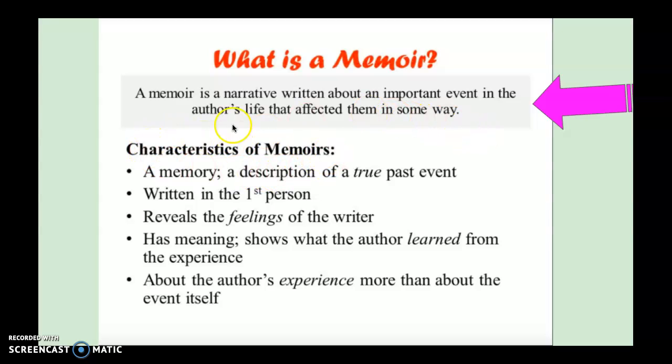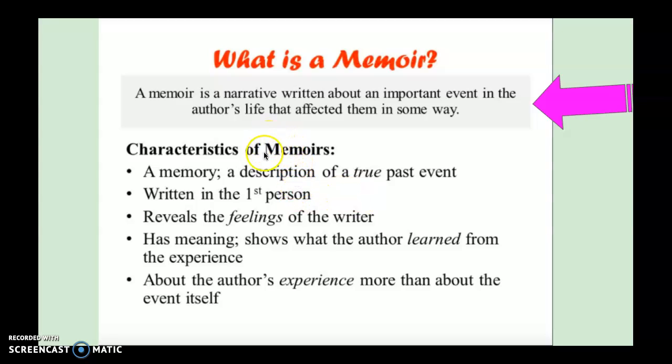Okay, so let's talk about the characteristics of a memoir. A memoir is a memory, a description of a true past event from the author's life. And if you look at the word memoir, it starts the same as memory, M-E-M, mem. It's a memory is what a memoir is. And it's typically written in first person. And if you remember from a few lessons ago, we did talk about first person, where the author uses words such as I, me, my, we.